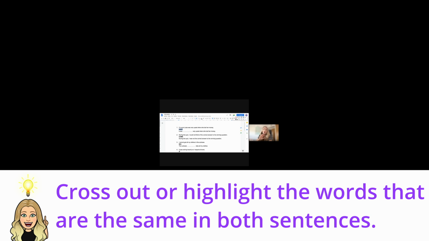I'm going to give you a very useful tip here. The first thing that you should do is cross out or highlight the words that are the same in both sentences. So for example, Luisa is in the first sentence. Luisa is also in the second sentence. Very upset when she lost her money, we also have that in the second sentence. This can really help us to focus on exactly what we need to express in the second sentence. Okay, so I'm sure and was, because the rest, we already have it in the second sentence.